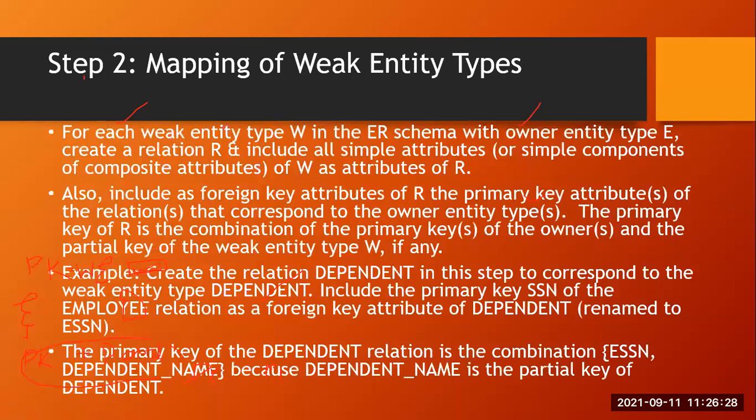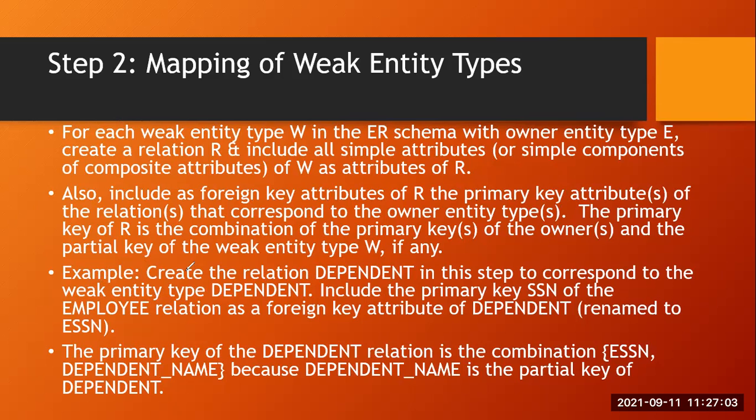Will clear all my drawings here. Also include as a foreign key attribute of relation the primary key attributes of the relation that correspond to the owner entity type. The primary key of relation R is a combination of the primary keys of the owners and the partial key of the weak entity W, if any. So employee social security number is a primary key and the partial key of the dependent is name, which will become completely a primary key.